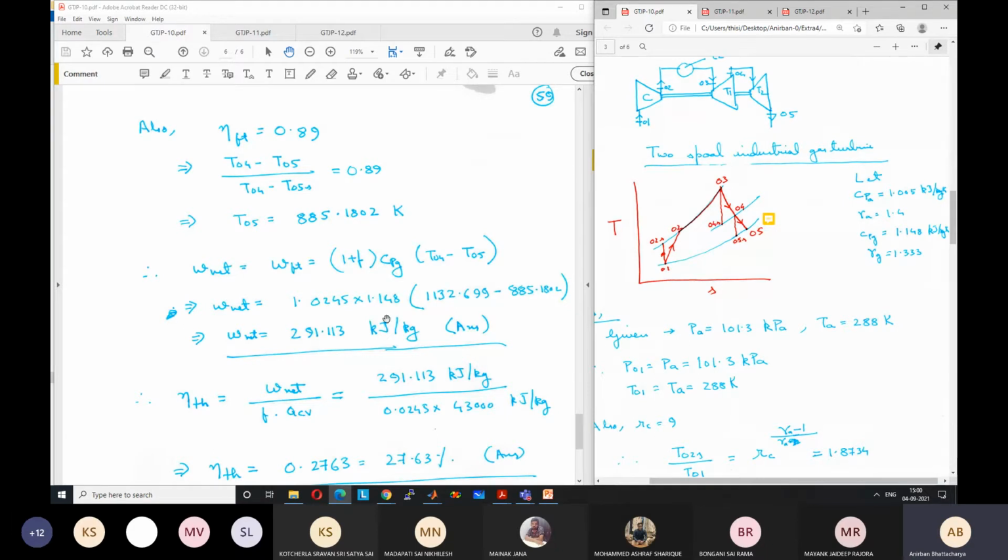Okay, so per unit mass, this is equal to 1 plus F, which is the mass flow rate in the free turbine per unit mass of air at the inlet, into Cp of gas into T04 minus T05. So this 1 plus F is 1.0245, CPG is 1.148, T04 we have calculated to be 1132.699 Kelvin, and T05 we have calculated as 885.1802 Kelvin. Always calculate minimum up to 3 digits. I recommend up to 4 digits, okay, but minimum up to 3 digits.